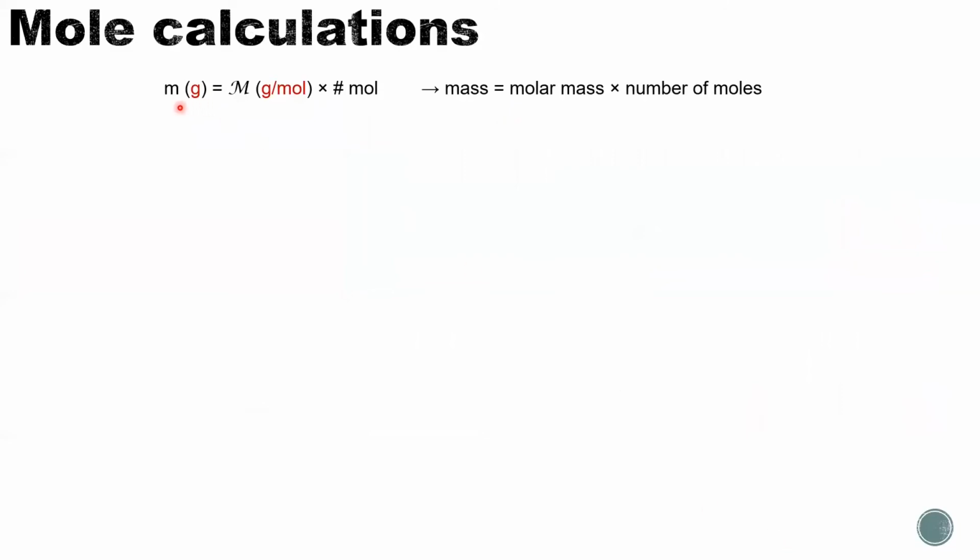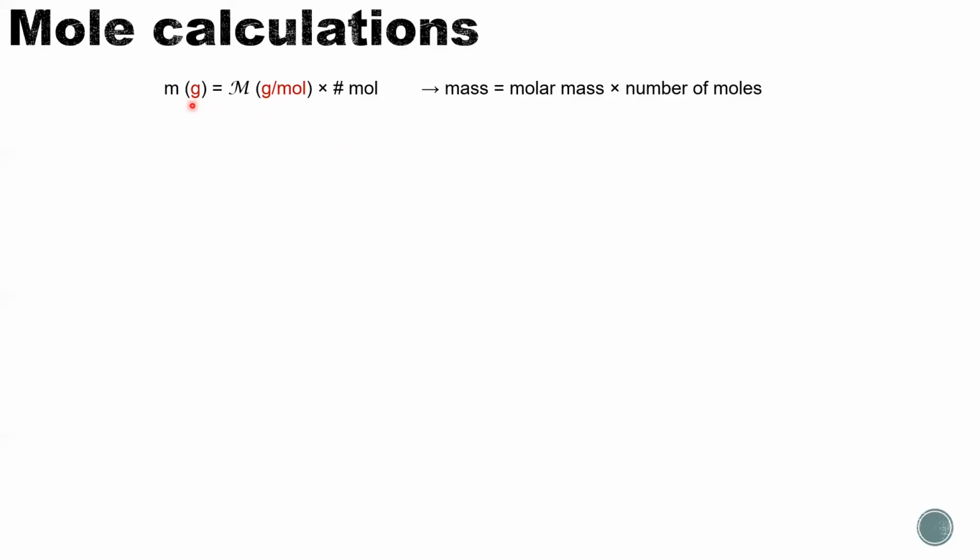Now, I'm going to introduce one of the most important equations in this chapter. Mass of a substance equals the molar mass times the number of moles. Pay attention to the unit. The molar mass is in the unit of grams per mole, and then the corresponding unit of mass is grams. Say if you have a molar mass in kilograms per mole, then the corresponding unit of mass will be kilograms. So pay attention to the unit. They need to be consistent with each other.